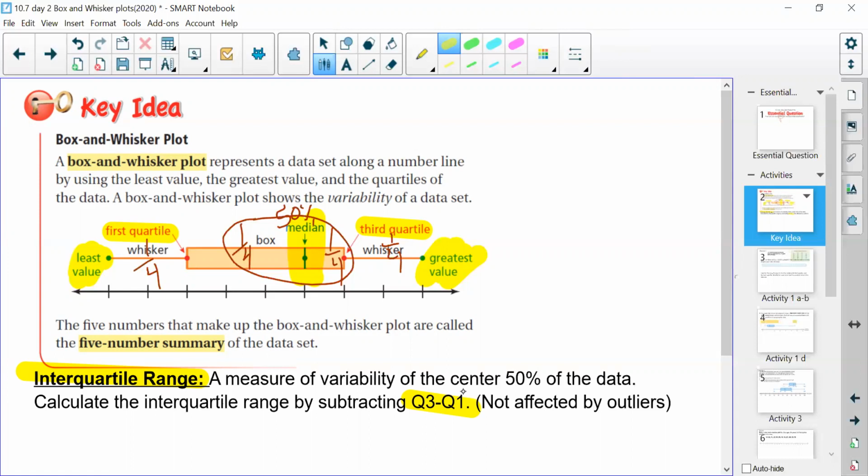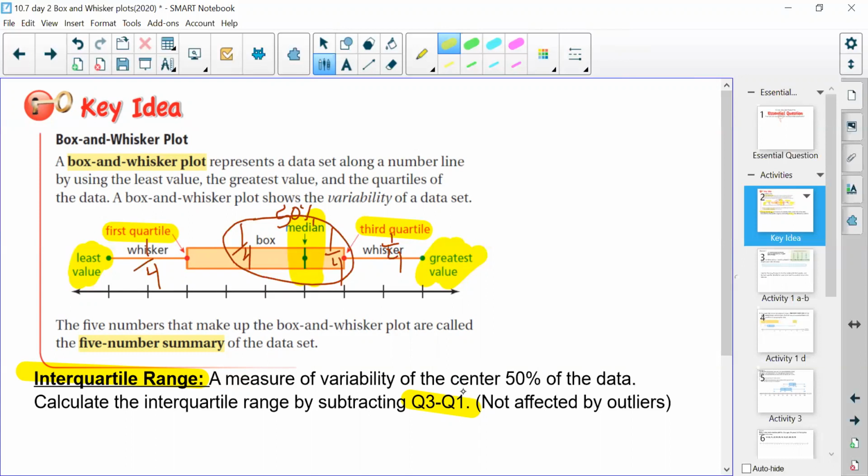Okay, what's cool about interquartile range is that outliers, those numbers that are a little bit different than other numbers, are not affected by our interquartile range. And remember that interquartile range, that box, represents 50% of our data.